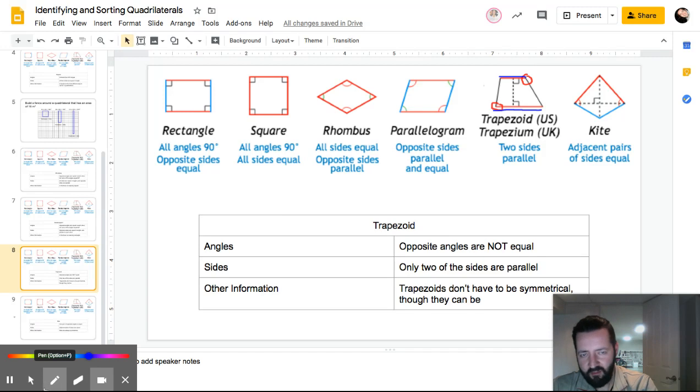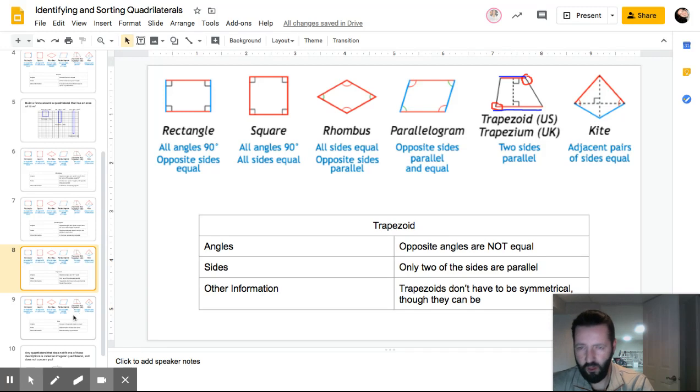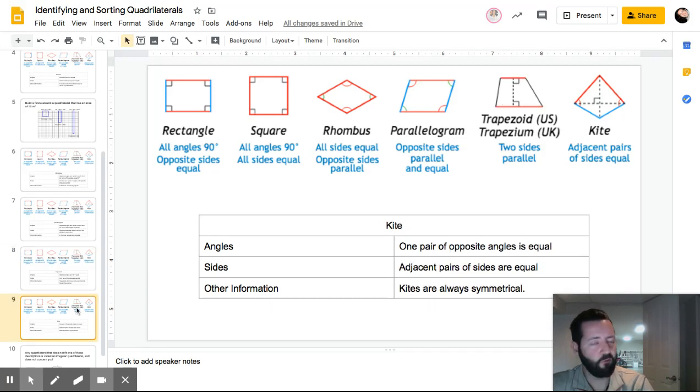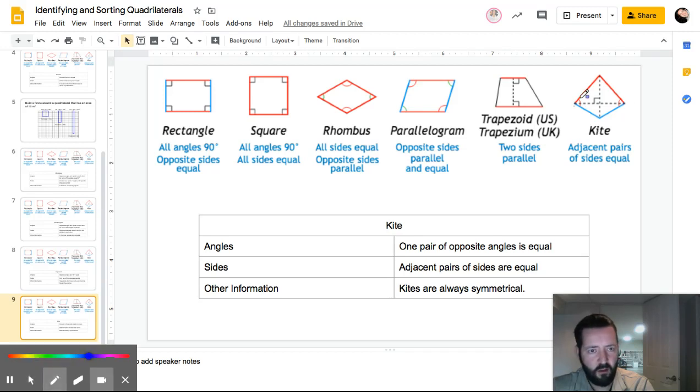Finally, the last type of shape here is a kite. Now, I was assuming you knew what it looked like. I'm assuming you all know what a kite looks like. Now, with a kite, we do have opposite angles that are the same as each other. So on the left side of my kite here, this angle here would be the same as this angle here on the right side. Okay, so it does have opposite equal angles.